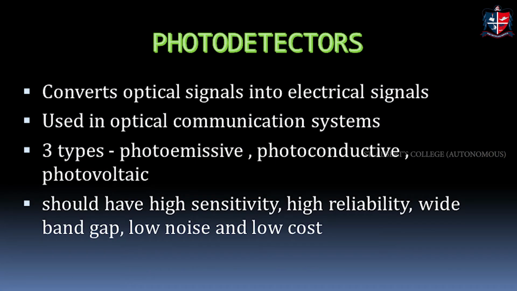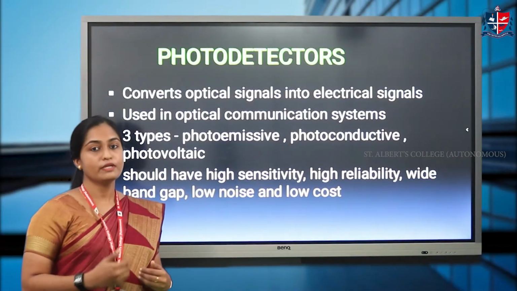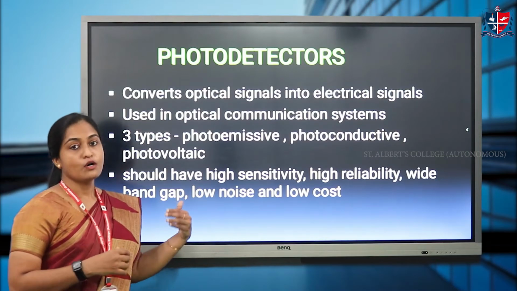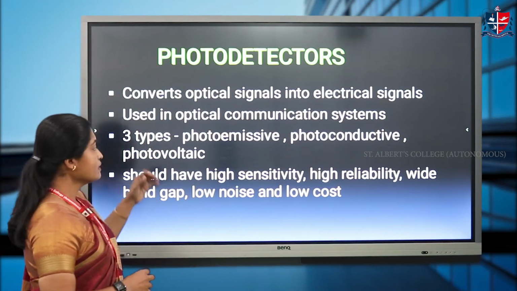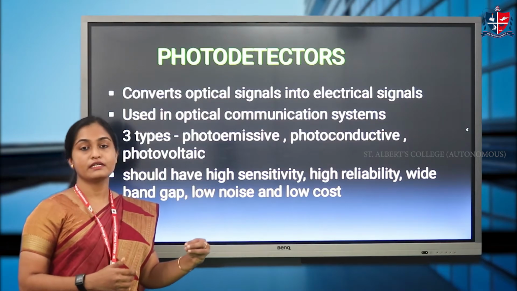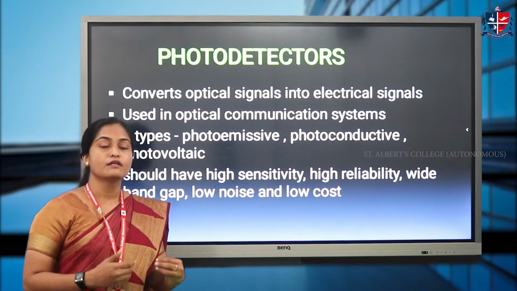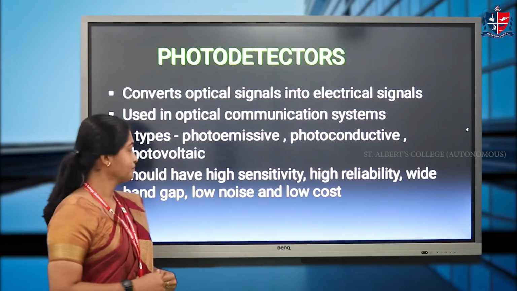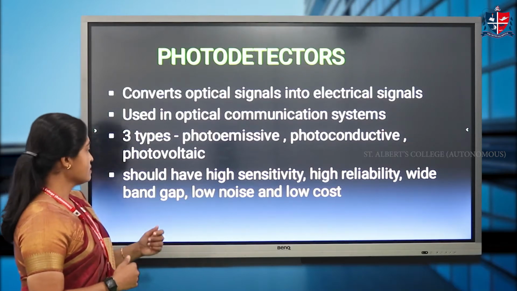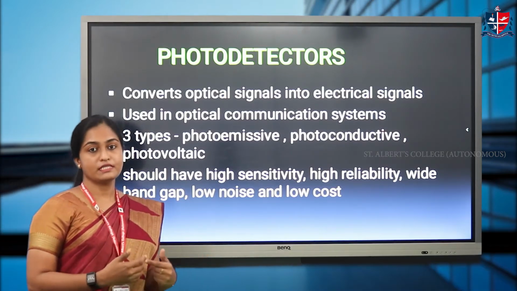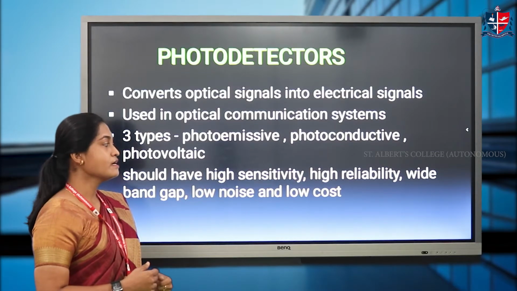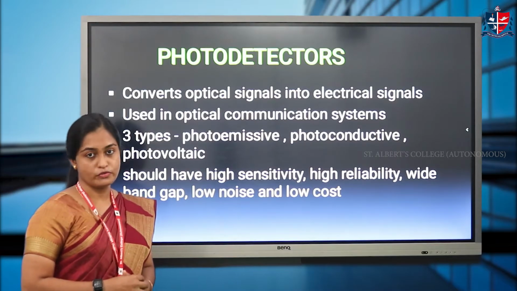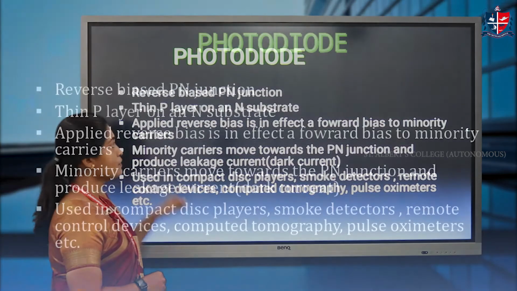Now photodetectors, which actually convert light into electricity, are mainly used in optical communication systems. Depending on the mode of operation, there are in general three types of photodetectors: photoemissive, photoconductive and photovoltaic. When we construct photodetectors, they should have high sensitivity, high reliability, wide band gap, low noise and also low cost. Now we can see different types of photodetectors.